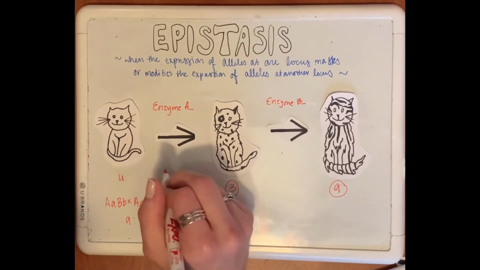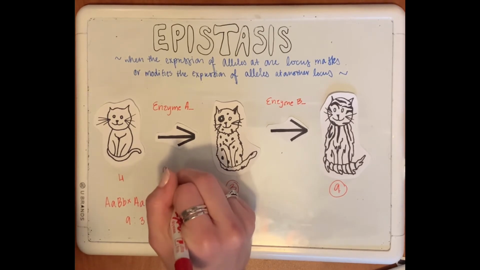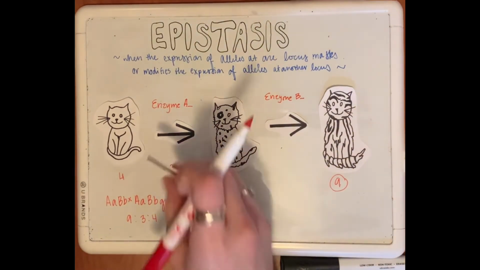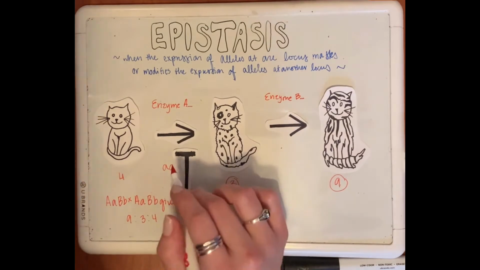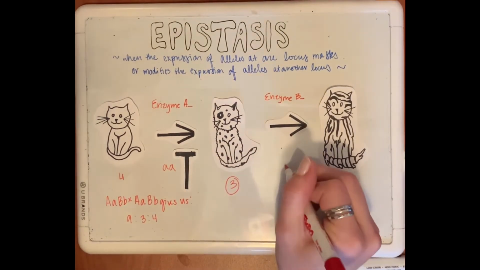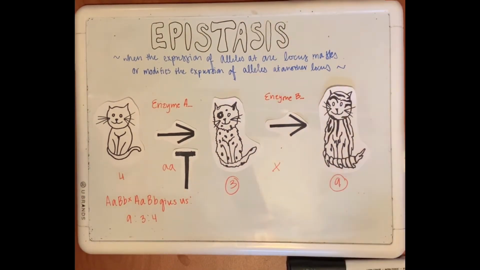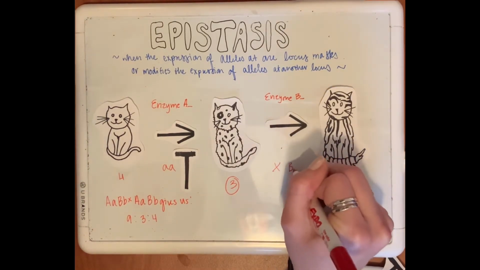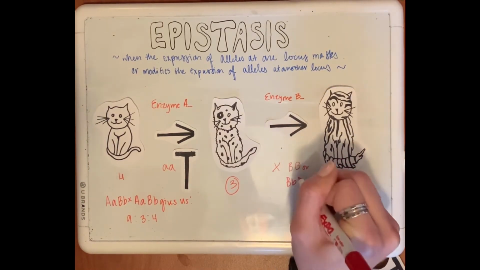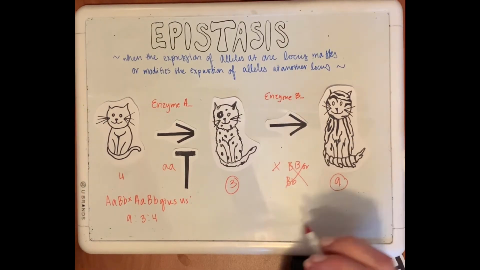The remaining 4 cats that show no patterning are homozygous recessive at the A locus, and the activity of the A enzyme is inhibited. Thus, there are going to be no patterned cats. It does not matter what the genotype is at the B locus, since the A locus is epistatic and its alleles mask the B alleles when inhibited.